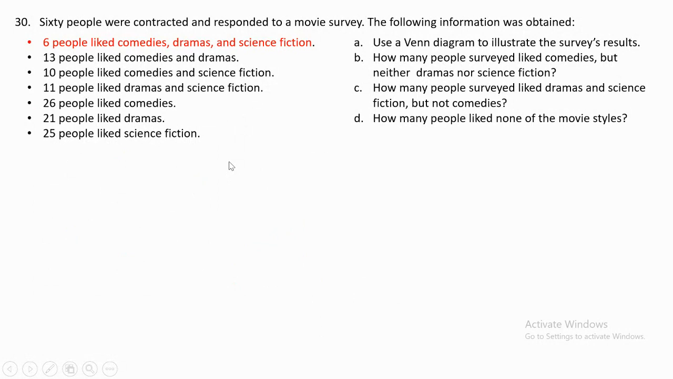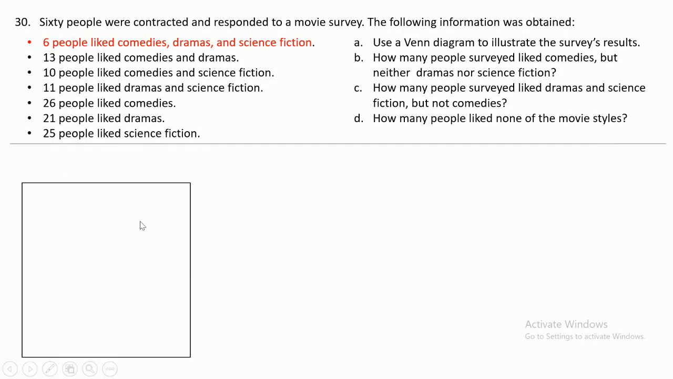Now, number 30. Guys, here's where a lot of students have a little bit of confusion, but I'm going to show you how to do a Venn diagram. Here's what they want. They want you to construct a Venn diagram, and then answer questions B, C, and D: how many people surveyed like comedies but neither dramas nor science fiction? How many like dramas and science fiction but not comedies? And finally, how many people like none of the movie styles?